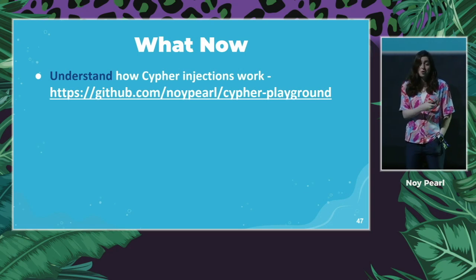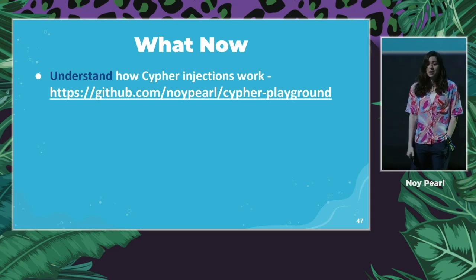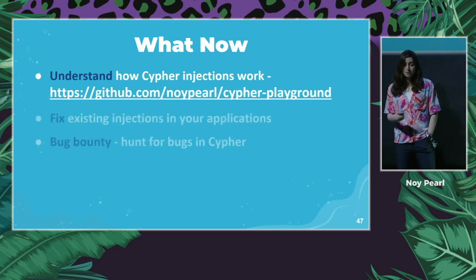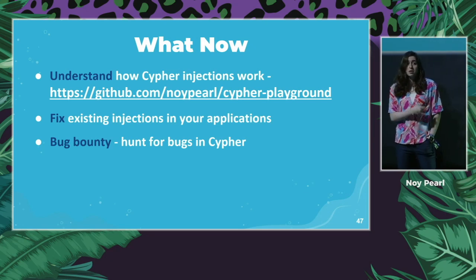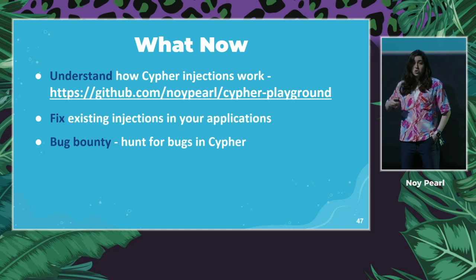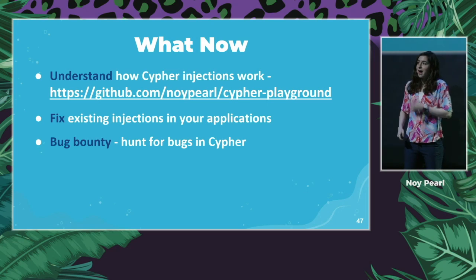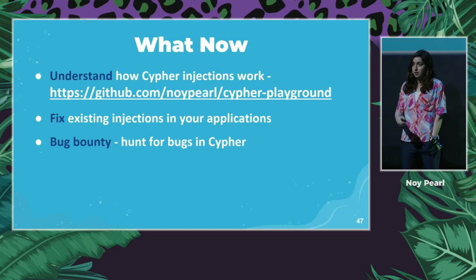It is all Dockerized with Docker Compose, and it just starts up a Neo4j database with data and RedisGraph, and has a nice Swagger and Postman collections. And just play with it. Try to understand how it works. And then either fix existing injections if you're a security engineer or researcher, or just start bug bounty. So you can actually hunt for bugs in Cypher. I didn't find any bug bounty write-up about Cypher. And I hope that, like, half a month from now, it will be much different. It will be really awesome if it will be that different.